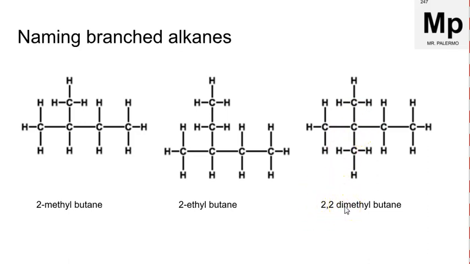So you always want to make sure that you're given the location for each branch. This way, if you were given a name, you could work backwards. So if I was given this name and asked to draw that structural formula, what I can do is write out butane first, which is the 4 carbons, and then on the 2nd carbon, I have a methyl group, and it says di, so I'd have 2, so methyl-methyl.